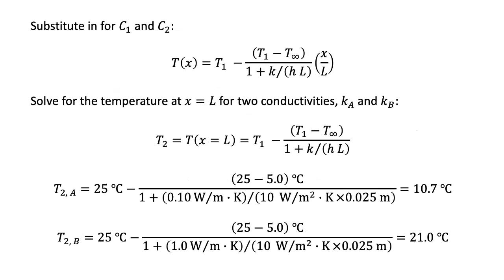Substituting in our constants, we get our final result for our linear temperature distribution. Next, for the temperature of the wall adjacent to the fluid, we substitute in x equal to L. Finally, we calculate values for T sub 2 for our two conductivities of 10.7 degrees Celsius and 21.0 degrees Celsius. As expected, as the conductivity increases and the insulation is less effective, the outer temperature also increases.